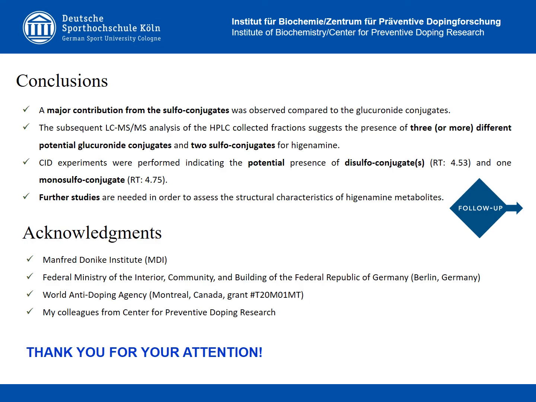To conclude, a major contribution from the sulfate conjugates was observed. The analysis of the collected fractions suggested the presence of at least 2 different sulfate conjugates for Higenamine and 3 or more different potential glucuronide conjugates. With the CID experiments that were performed, we could see the potential presence of disulfate conjugate, or in plural, and 1 potential monosulfate conjugate, but further studies are necessary.